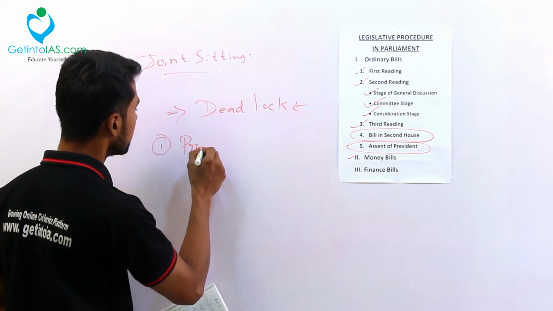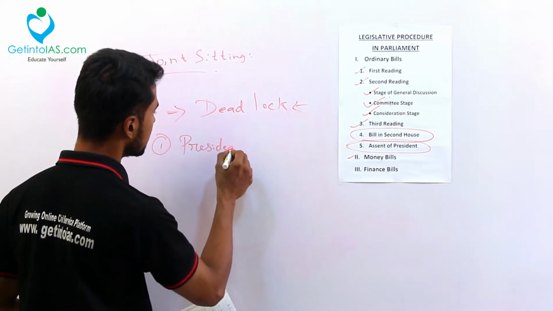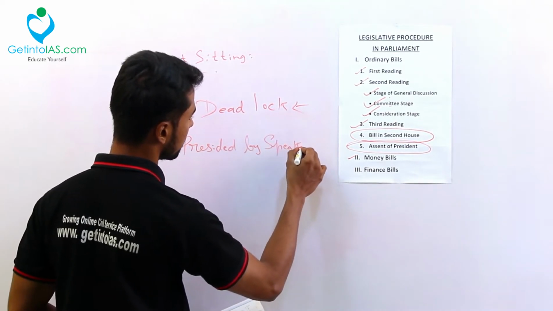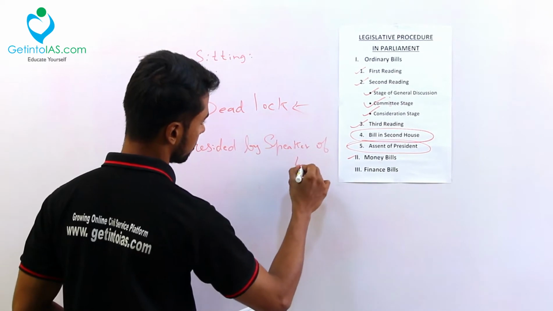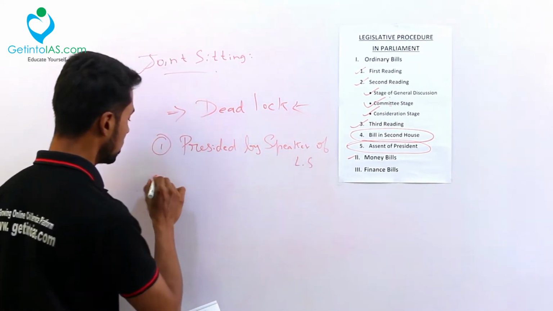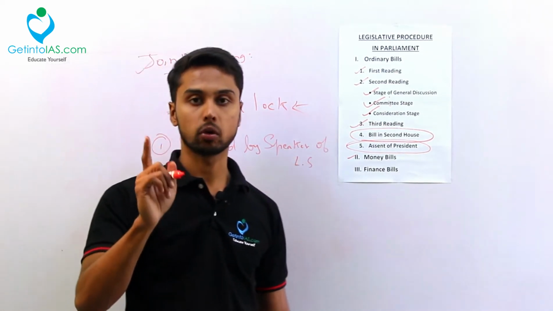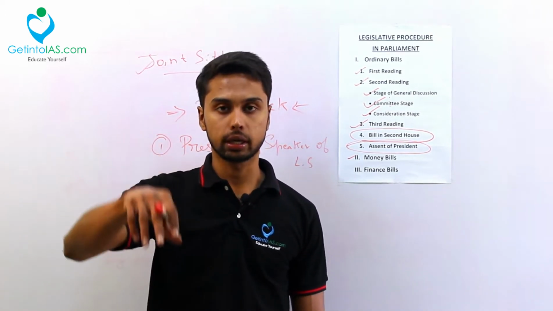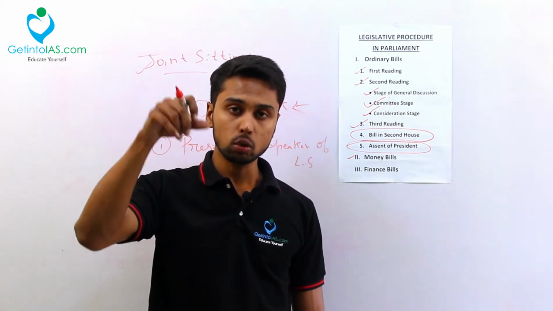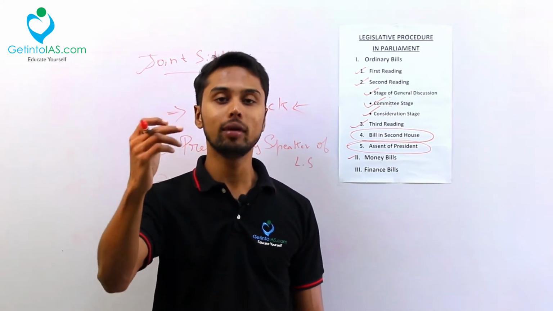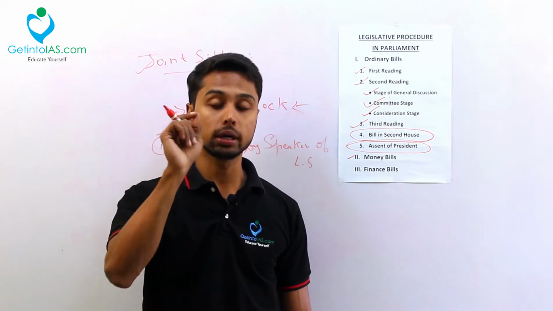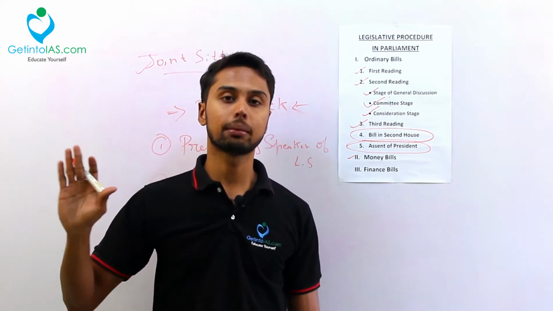Presided by, I have told already, joint sitting is presided by your Speaker of Lok Sabha, not the Chairman of Rajya Sabha, because both the members are there. Lok Sabha members also there, Rajya Sabha members also there. So who will preside? Preside means head. Who will head the joint sitting of the Parliament is only the Speaker of the Lok Sabha, not the Chairman of Rajya Sabha.